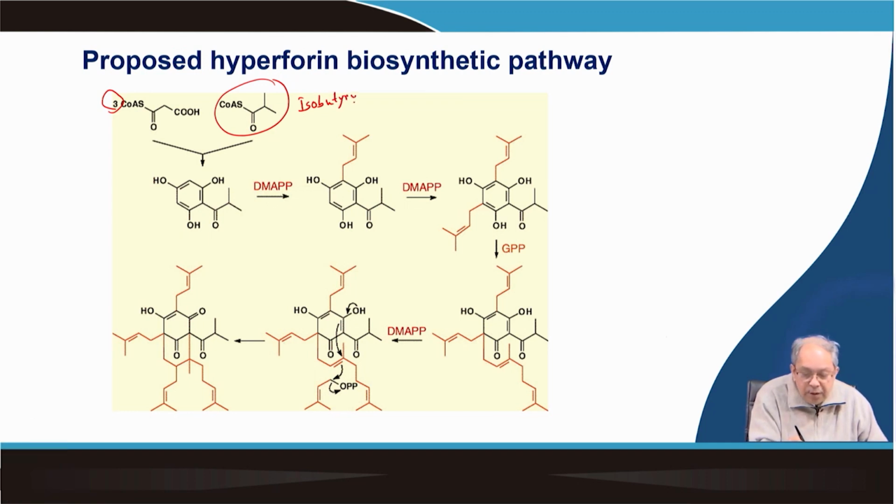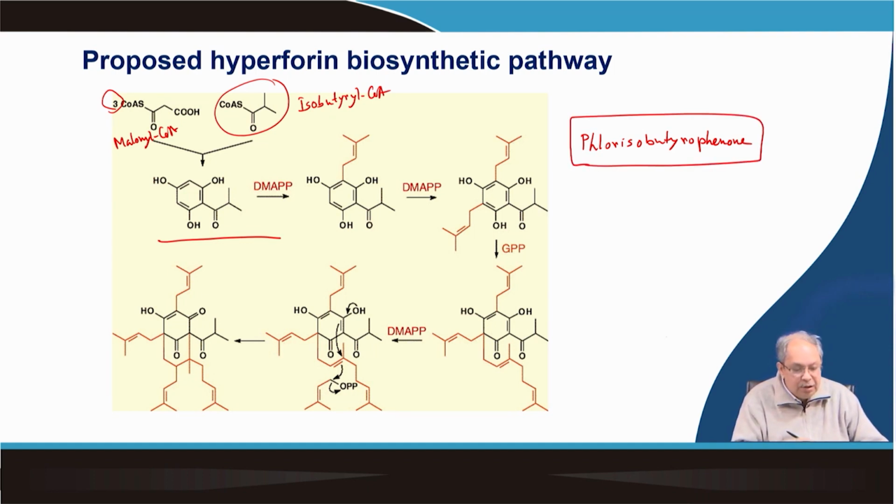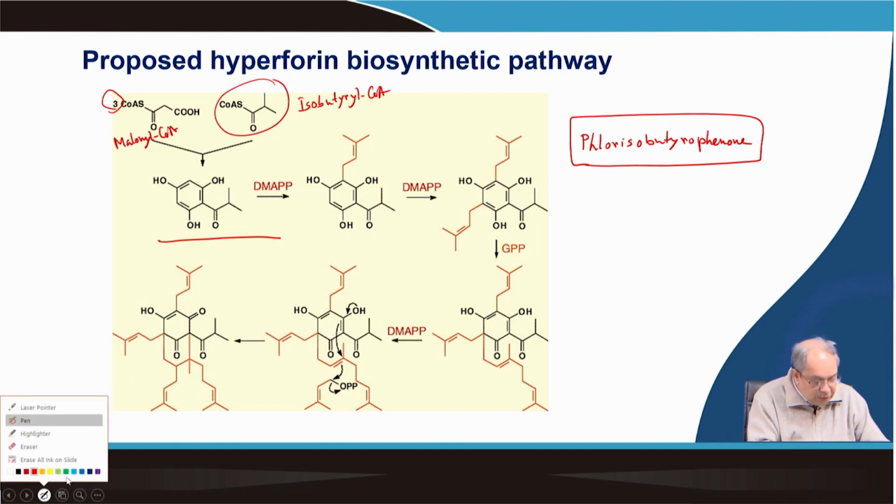Butyryl, isobutyryl CoA, this is malonyl CoA, and it forms this phloroglucinol, a big name, which I write here: phlorisobutyrophenone. So, this is the product, and it is formed by the enzyme, again a polyketide synthase.